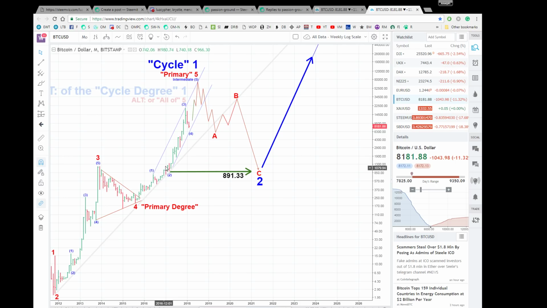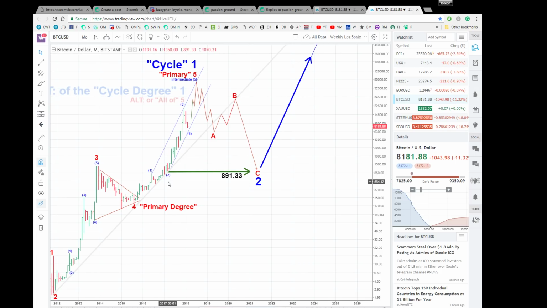Now this second wave is something of an anomaly. One might consider putting this second wave down here, and that would be just fine as well. This is a most bullish running correction to an extended fifth wave at primary degree. Typically, fifth waves do not extend like this.